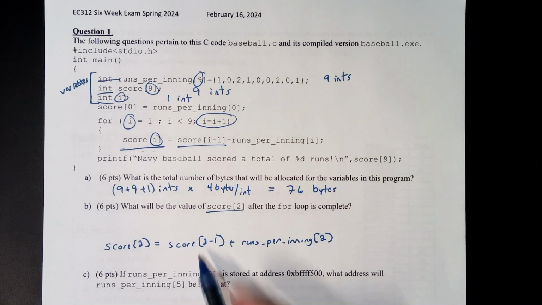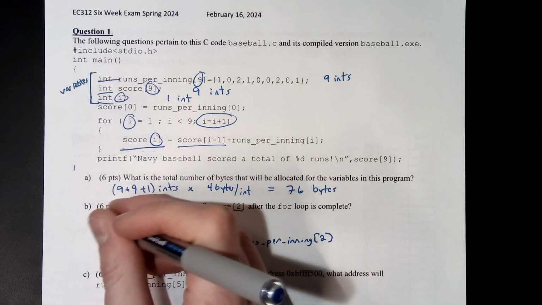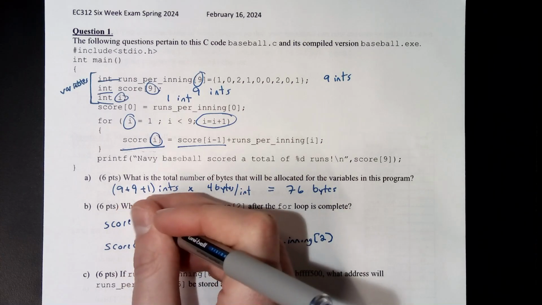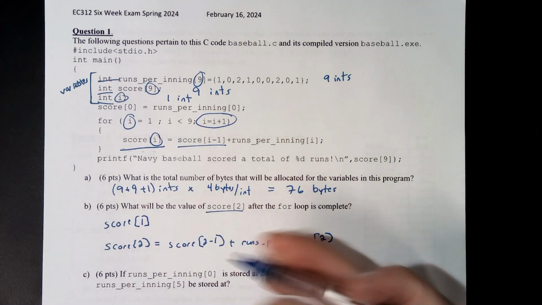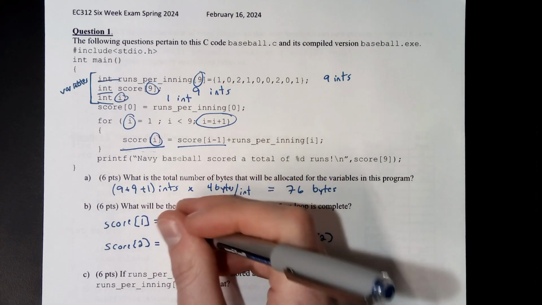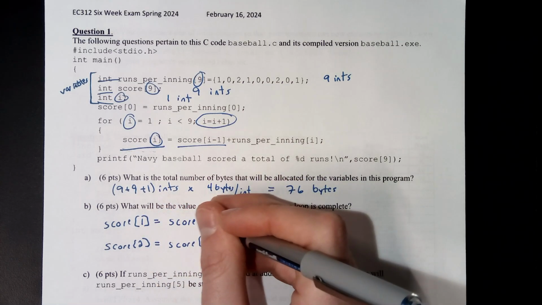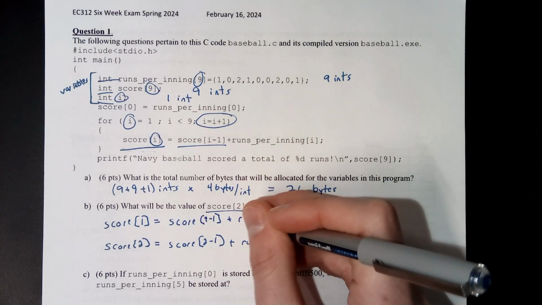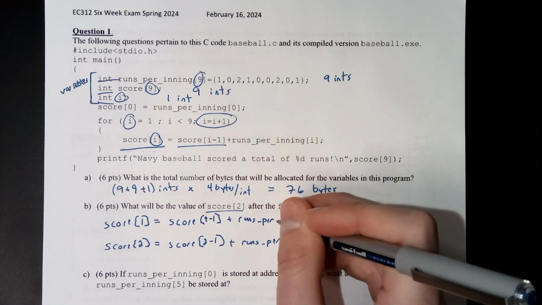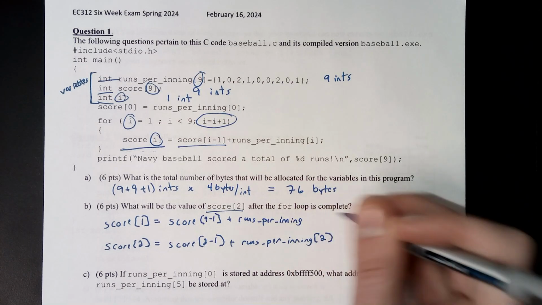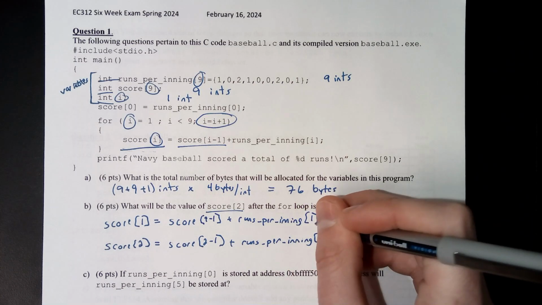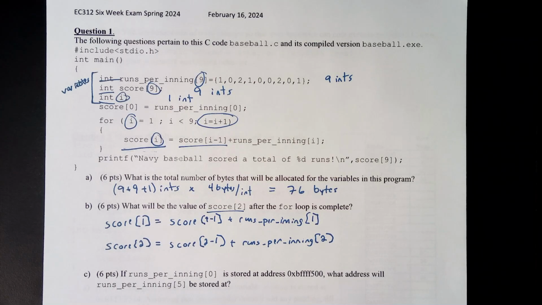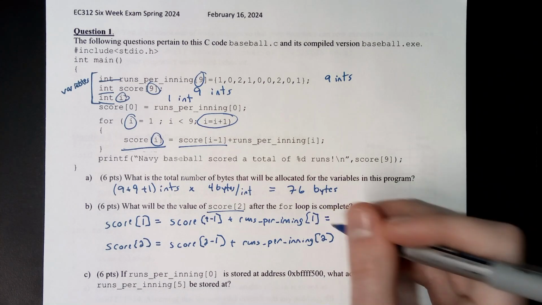But importantly here, this score 2 minus 1 is going to be score of 1. So we need to know what happened to score of 1 in the previous iteration of the loop in order to understand what happens with this program. So we're going to have score 1 equals score of 1 minus 1, which is score 0, plus runs per inning at 1. That's what we're going to update score 1 to. So let's go ahead and see what happens there.